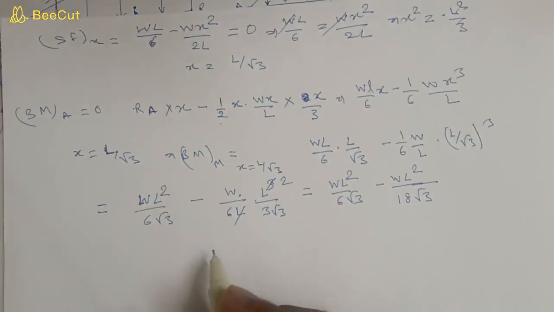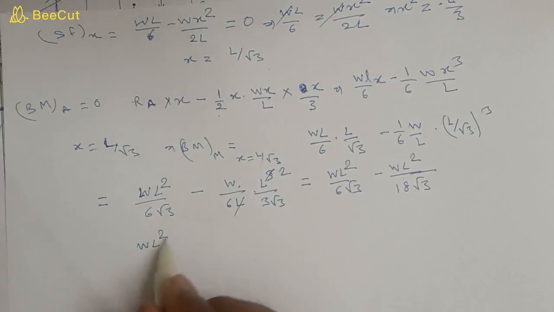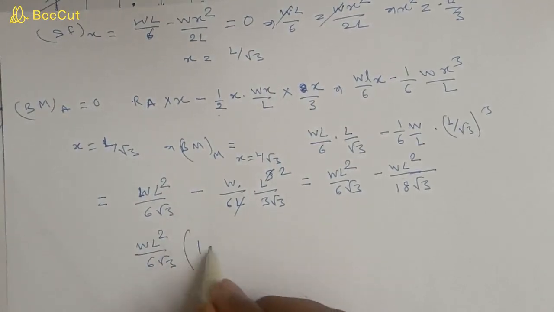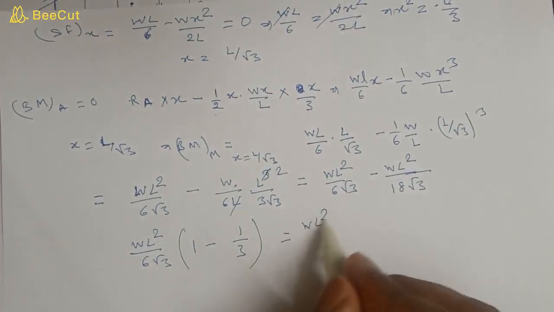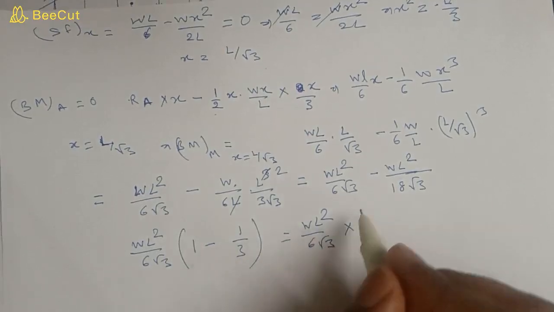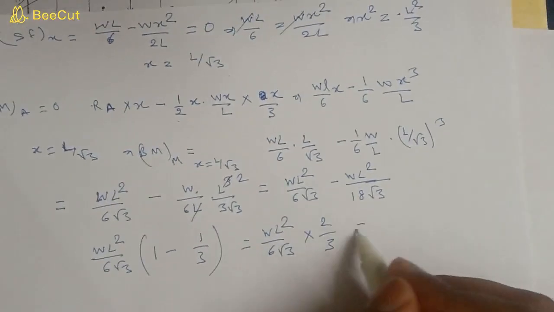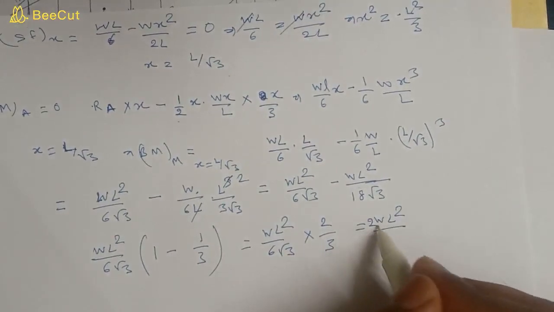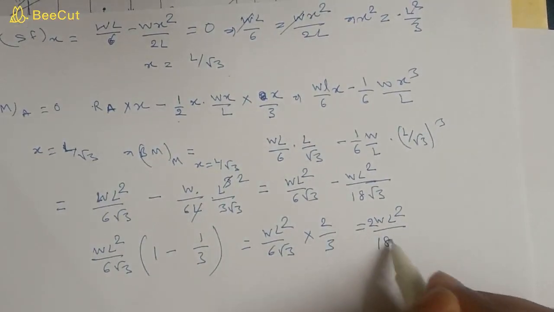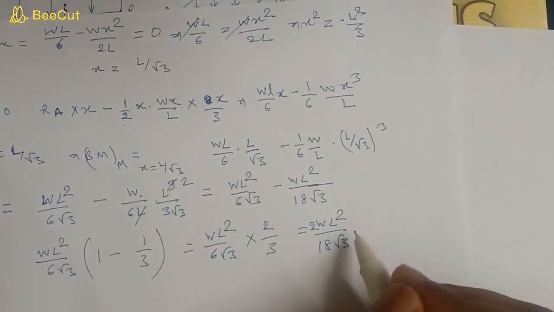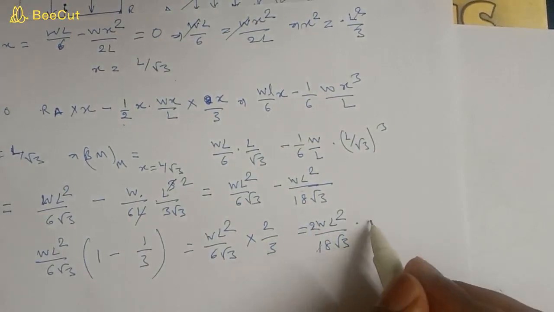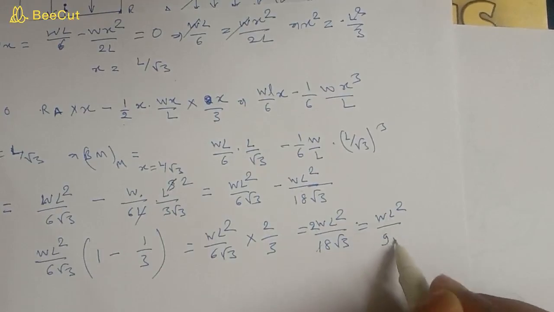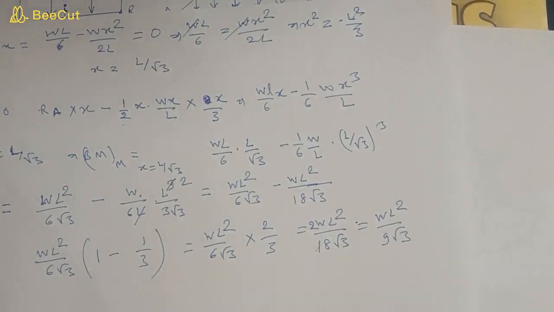Okay, I hope you understand up to here. So we will get WL square upon 6 root 3 common, so we will get 1 minus 1 by 3. So we can get WL square by 6 root 3 into 2 by 3. So it will become 2WL square by 18 root 3. If we divide numerator and denominator by 2, we will get WL square by 9 root 3. So maximum bending moment will be WL square by 9 root 3.